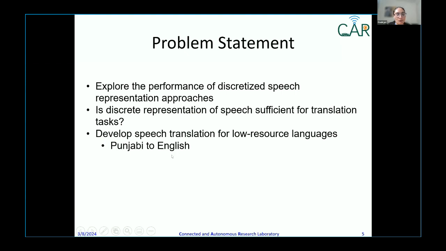So there are two focuses of our work. One was to just understand whether discrete representation of speech is enough. Secondly, we wanted to contribute to the community to build translation models, specifically focusing on a low resource language.